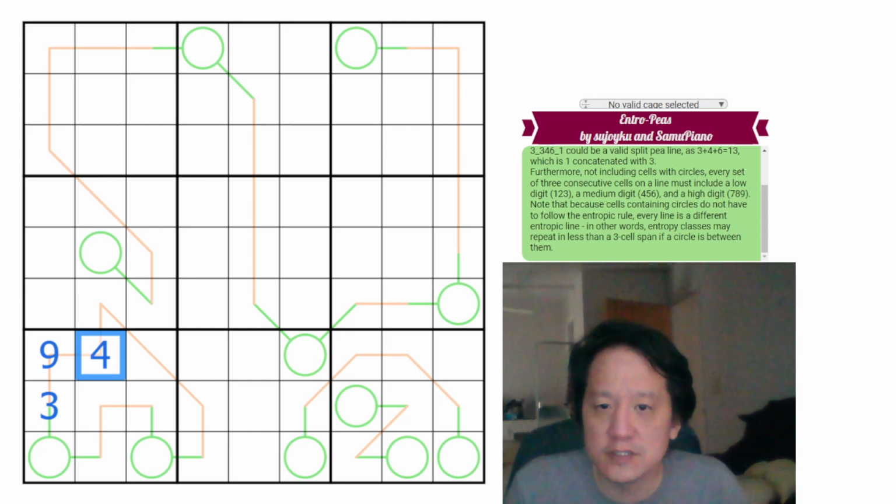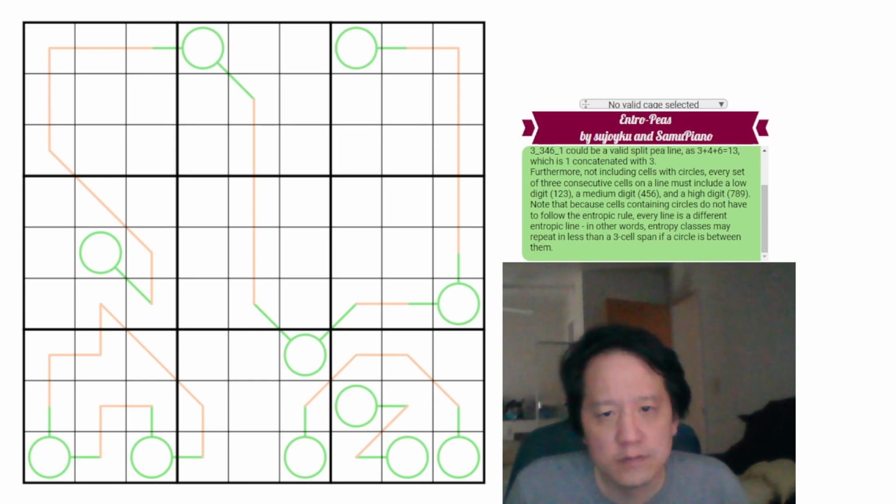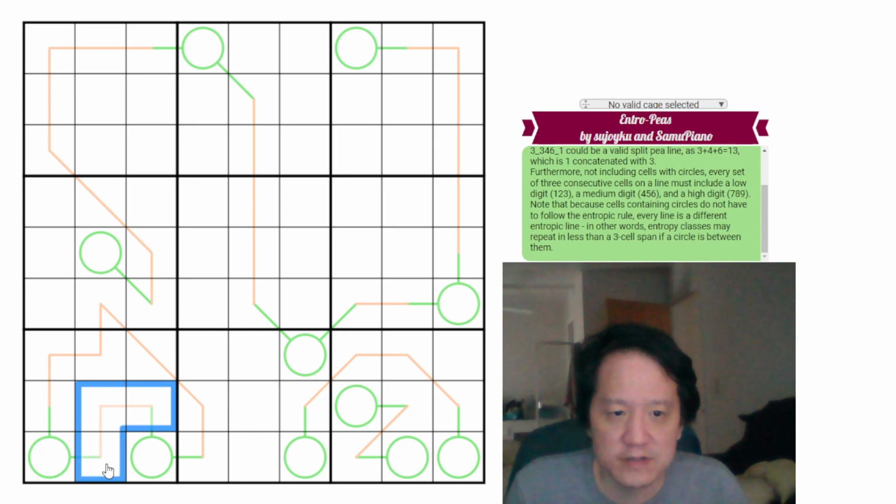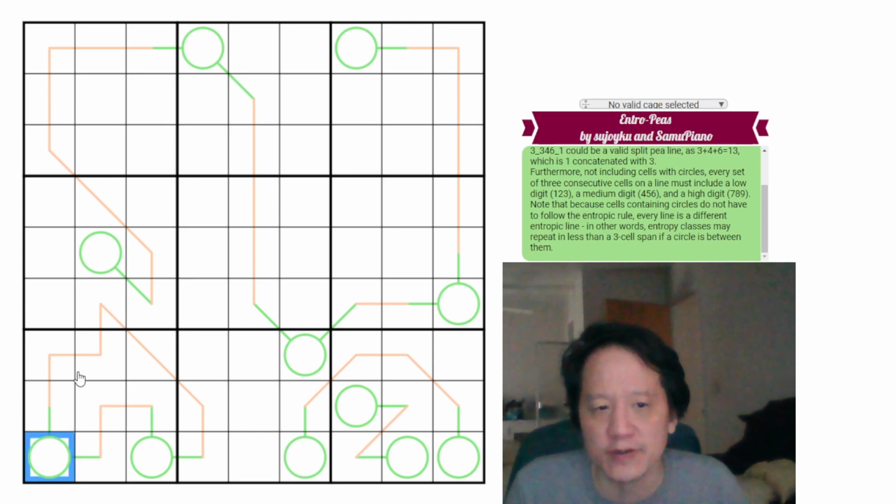Note that because cells containing circles do not have to follow the entropic rule, every line is a different entropic line. In other words, entropy classes may repeat in less than a 3-cell span if a circle is between them. So basically each line is a separate entropic line, right? So this does not affect this, because these are separate lines. The circles break up the entropic lines.